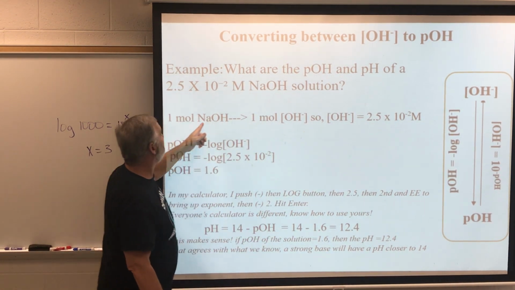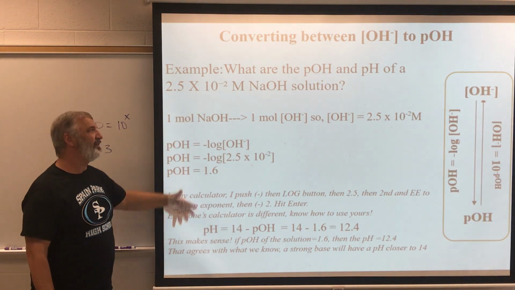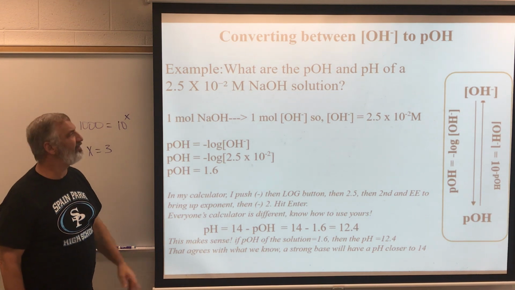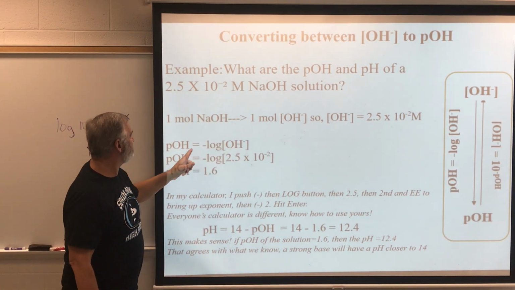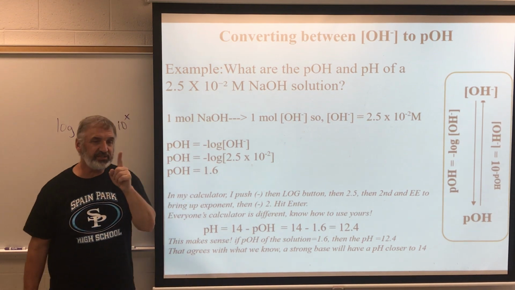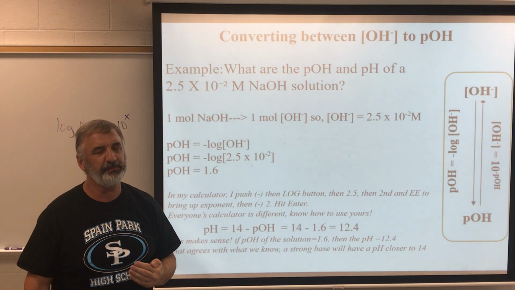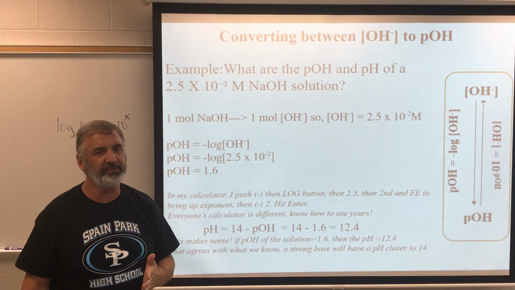Now you don't have to show this work. You can just do that in your head, but you need to know that if it's monobasic, whatever this concentration is, my OH minus concentration is going to be the same thing. Then you just plug it in. Now there's an extra step when you need to find pH, because remember, nobody cares about pOH. We only want the pH of a solution.